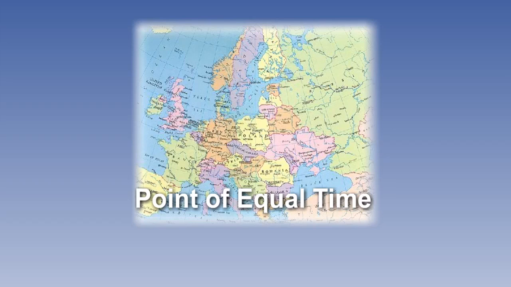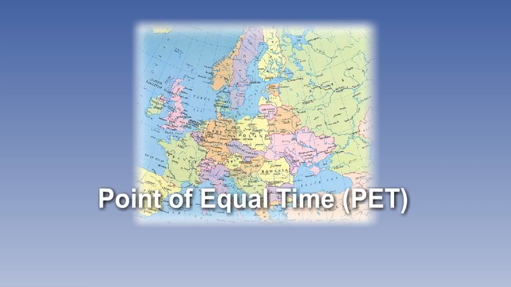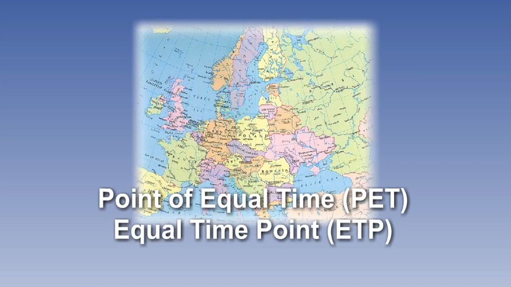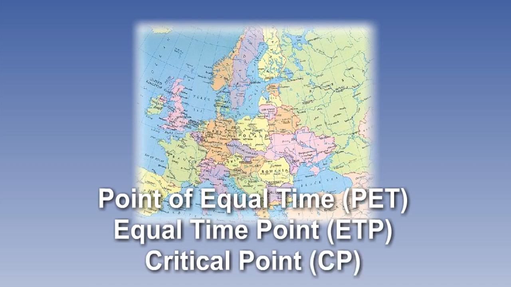We are now going to study one of the most important safety considerations in long-haul flying. It is known as point of equal time. This is often abbreviated to PET. It is also called equal time point, which can be abbreviated to ETP. An older name for it is critical point. If you see any of these terms or abbreviations, they all mean the same thing.